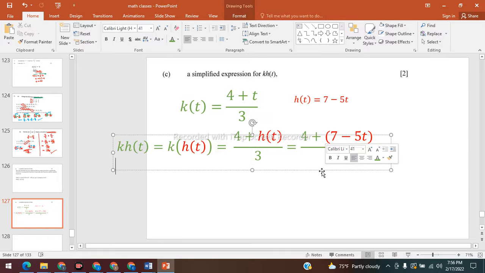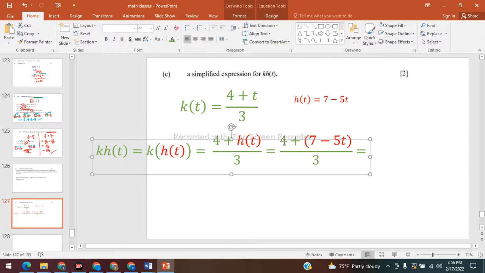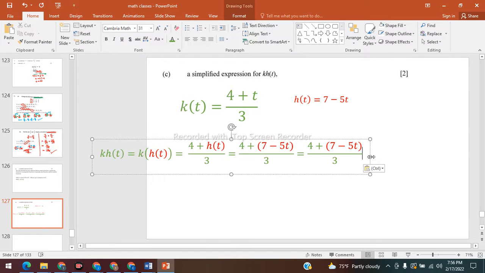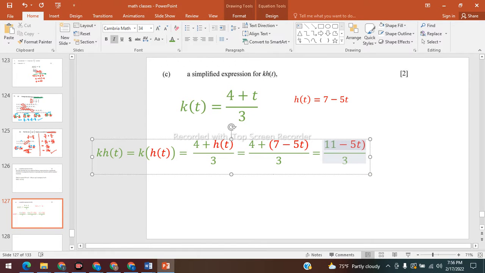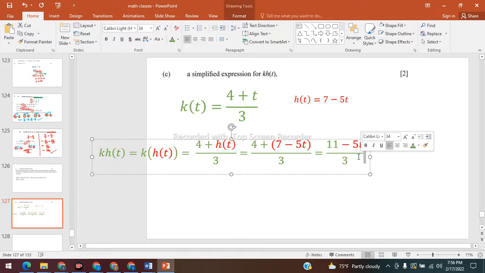Okay, here we add 4 and 7. What is 4 plus 7? Because 4 and 7 is the only like term at the top here. 11. So it's going to be 11 minus 5t all over 3.